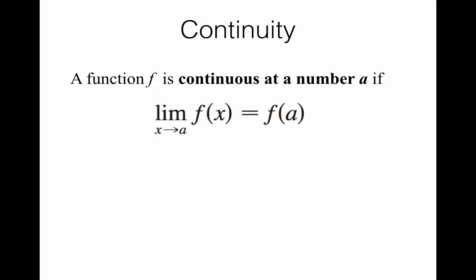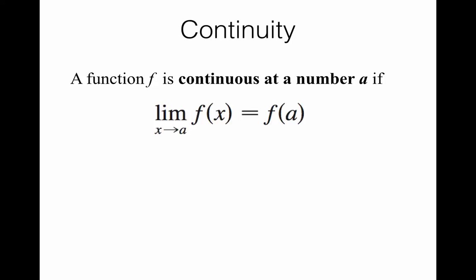We say a function f is continuous at a number a if the limit of f of x as x approaches a equals f of a. If you notice, this looks like what we did when we did direct substitution for certain types of special functions like polynomials. We just plugged in a into the function to evaluate it. So direct substitution is a consequence of a function being continuous at that point.